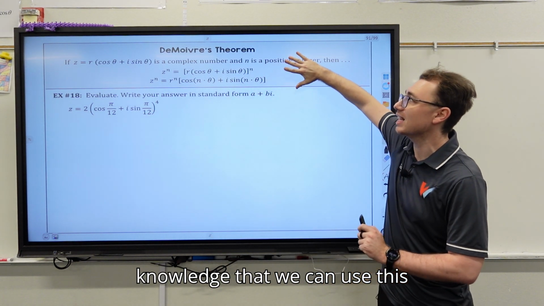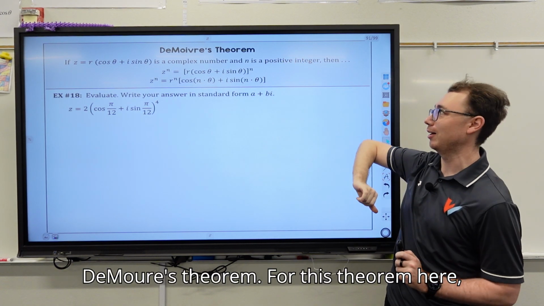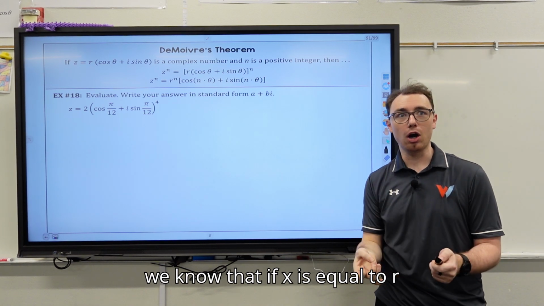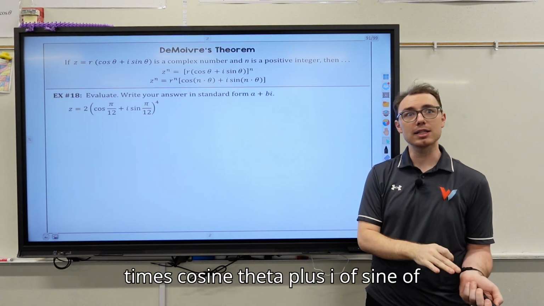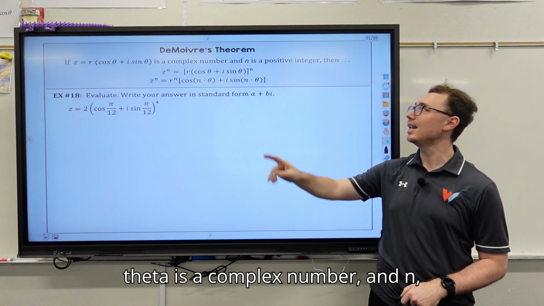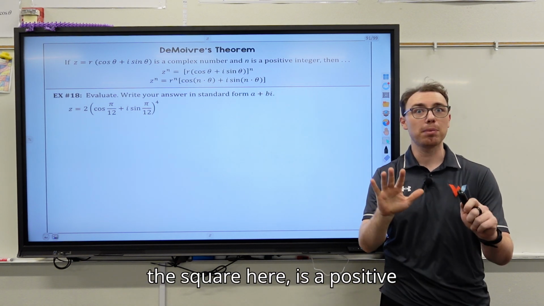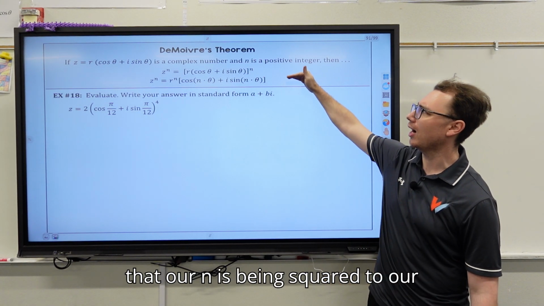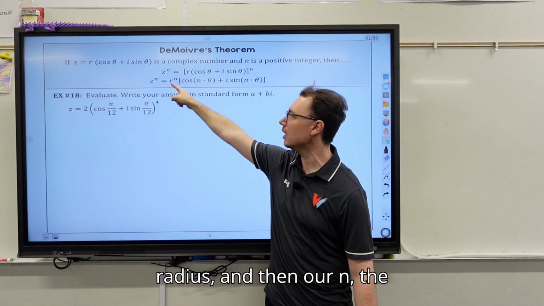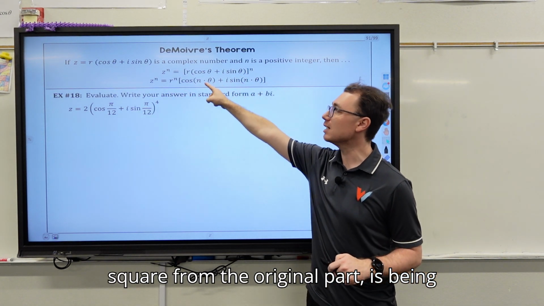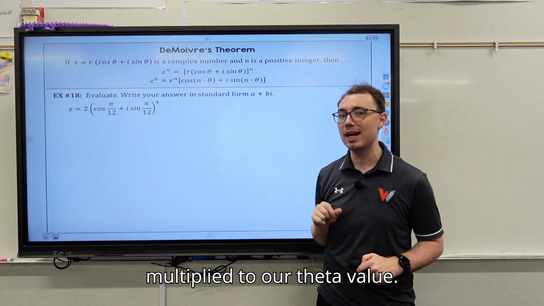For our final example for this lesson, example 18, we want to evaluate this expression with the knowledge that we can use de Moivre's theorem. For this theorem, we know that if z is equal to r times cosine theta plus i sine of theta is a complex number and n is a positive number, then we simply can find that our radius is being raised to the power n, and then our n is being multiplied to our theta value.